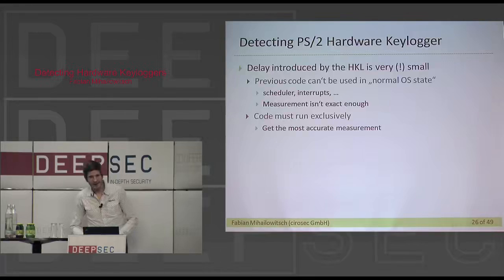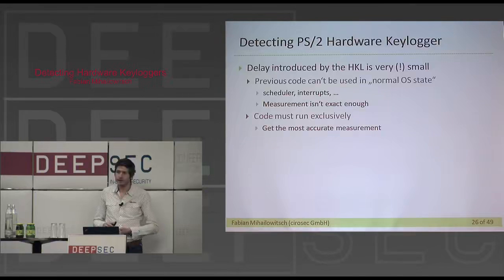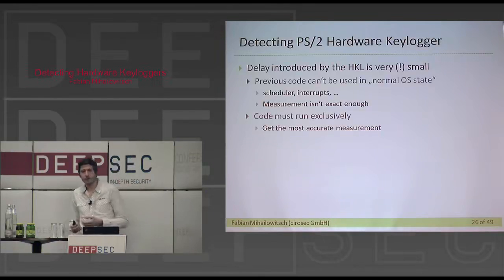The problem about that, many problems, is that the delay introduced by the hardware keylogger is very, very small. That means running the code from user land won't work at all. Running the code from kernel land won't work either, because you have the scheduler, you have interrupts, and you don't get an exact measurement. It just doesn't work. That means you have to run your code completely exclusive to get the most accurate measurement you can get out of it.